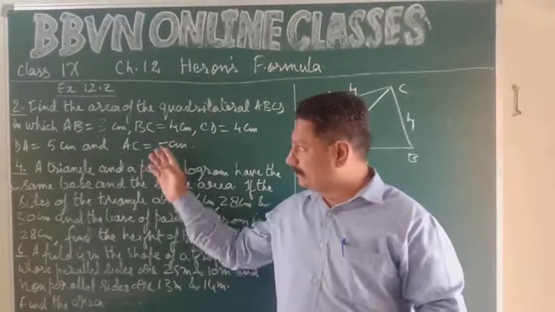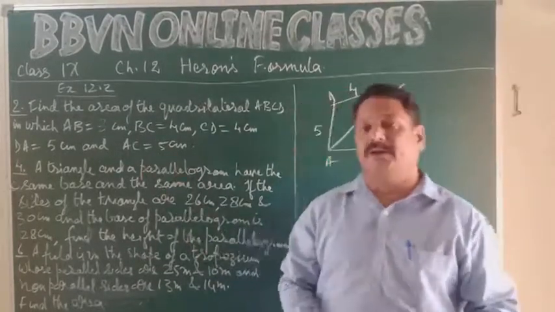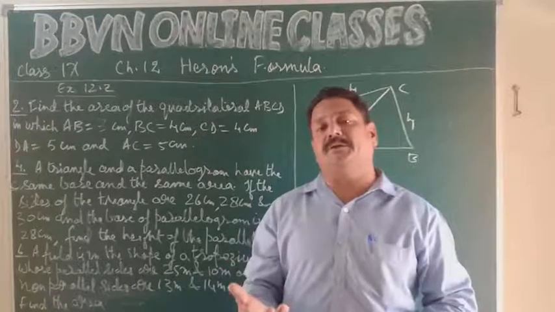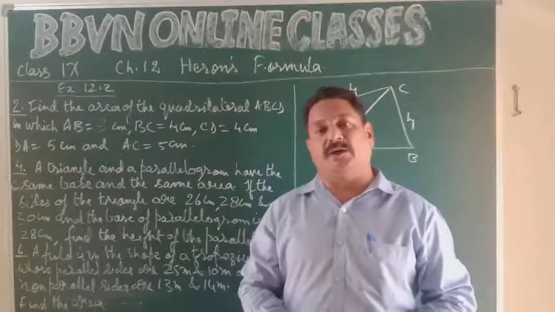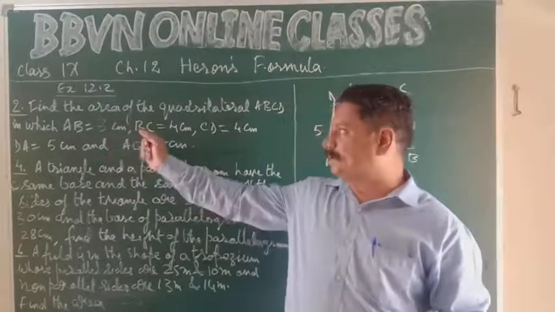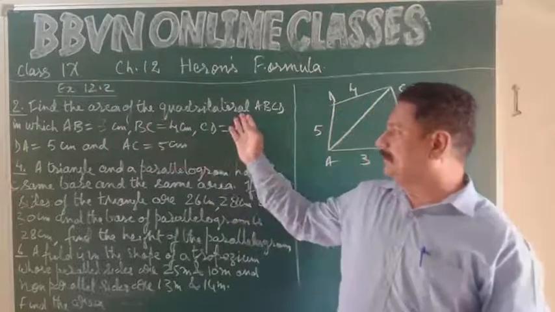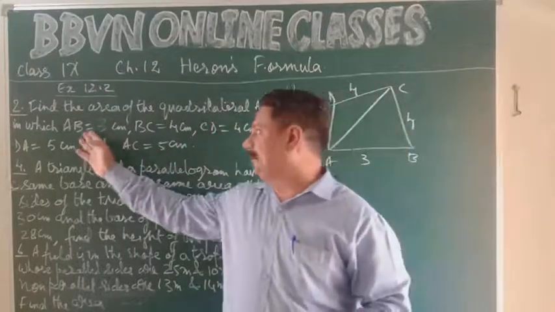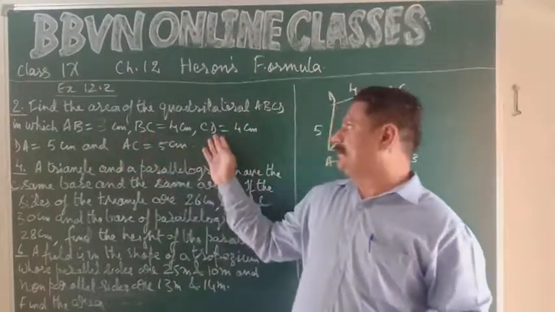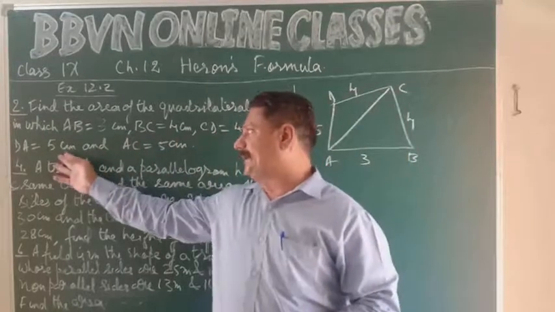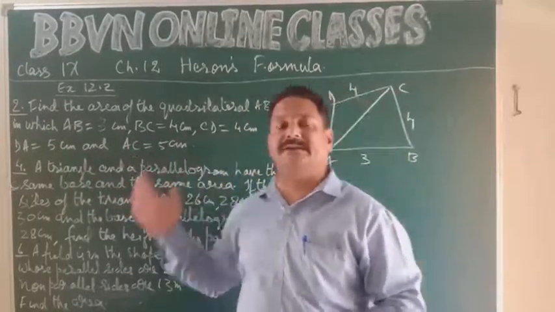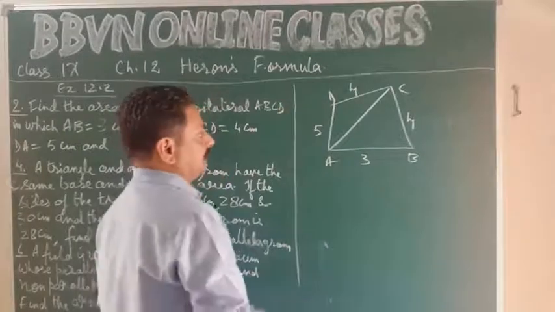Today, we will discuss some questions of exercise 12.2, where we will be applying Heron's formula in finding the area of certain quadrilaterals. So, question number 2 says, find the area of quadrilateral ABCD whose sides are AB 3 cm, BC 4, CD 4, DA 5 cm, and one of the diagonals AC is given as 5 centimeters.